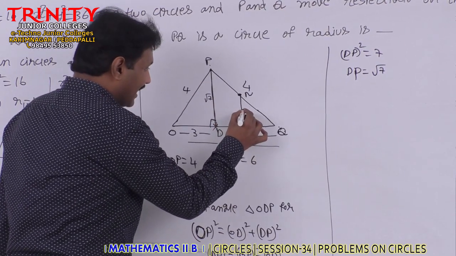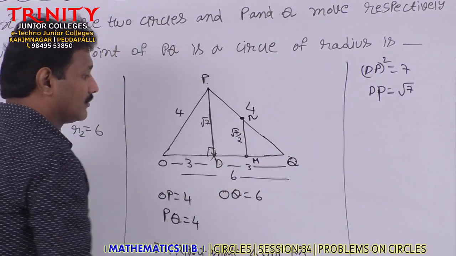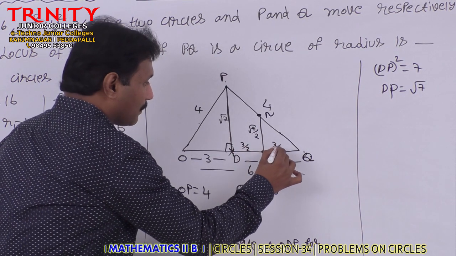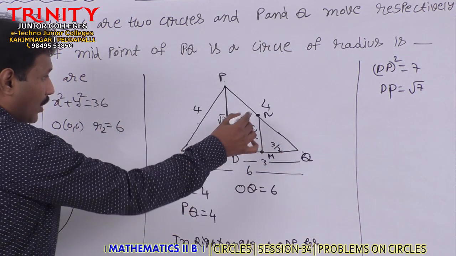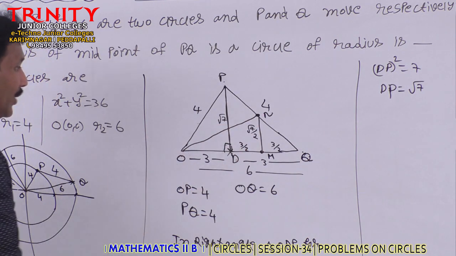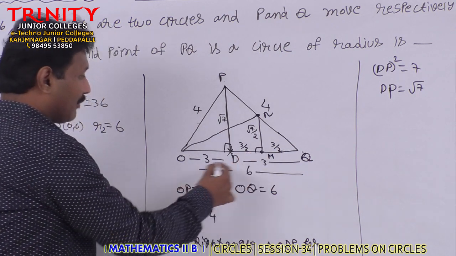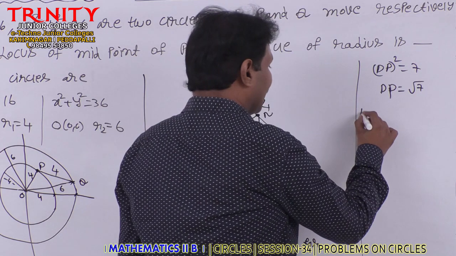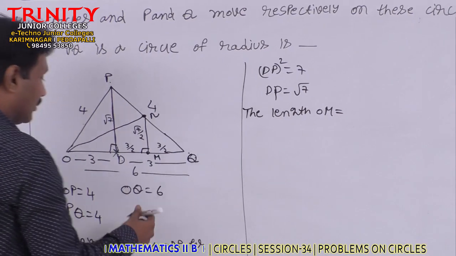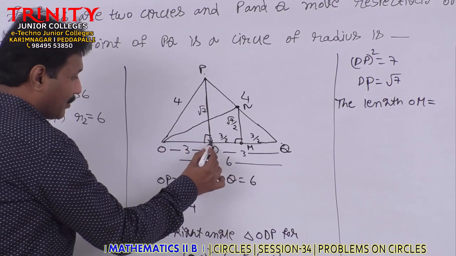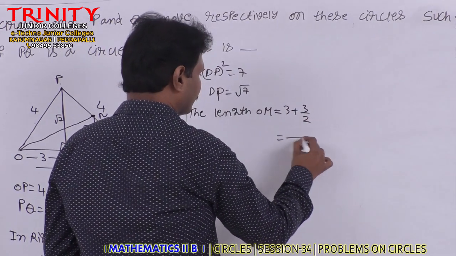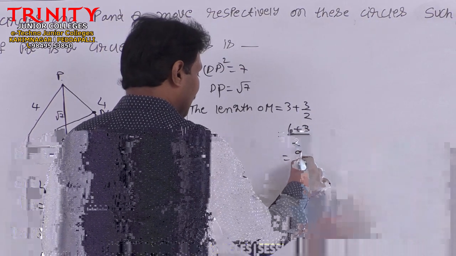Here PD is root 7. The length of this line is root 7 by 2. And here the total length is 3. This part length is 3 by 2 and this part length is 3 by 2. We need the locus of the point N. This is the radius of the required circle, ON. This is also perpendicular. Therefore, OM equals OD 3 units plus DM 3 by 2 units, 3 plus 3 by 2, that equals 9 by 2.